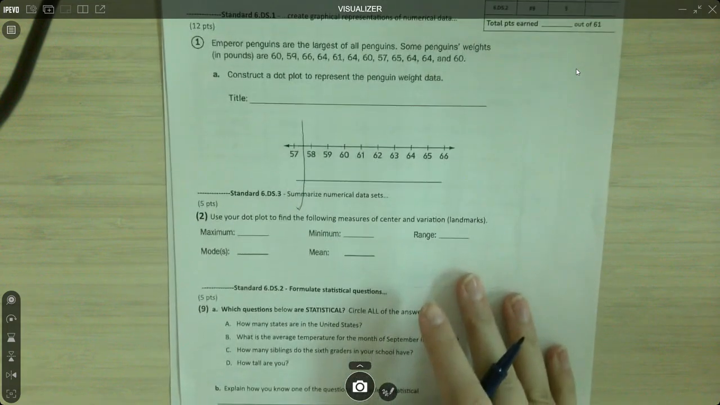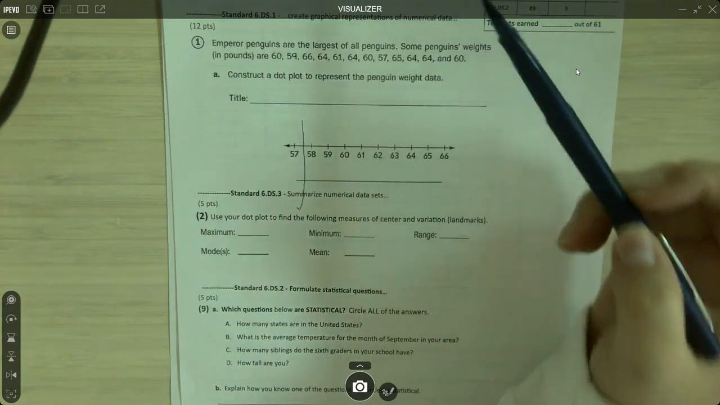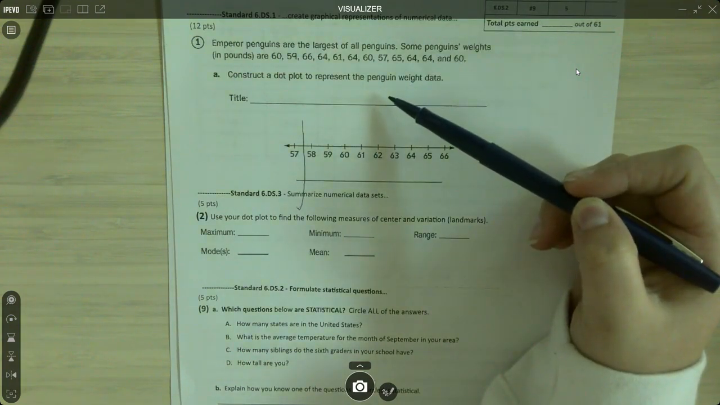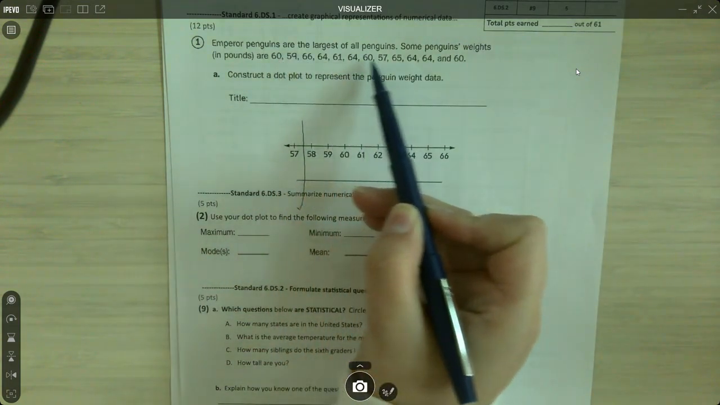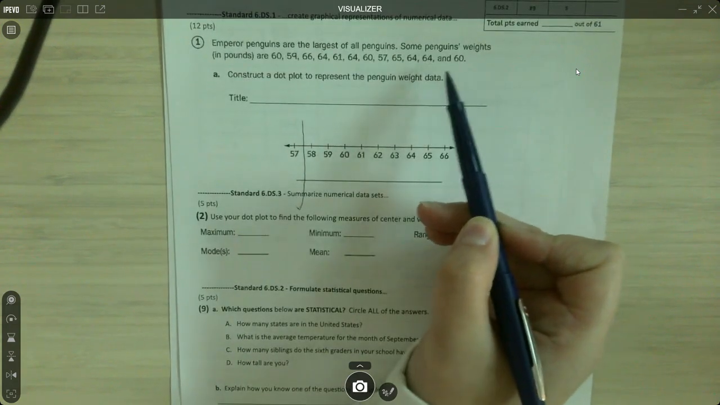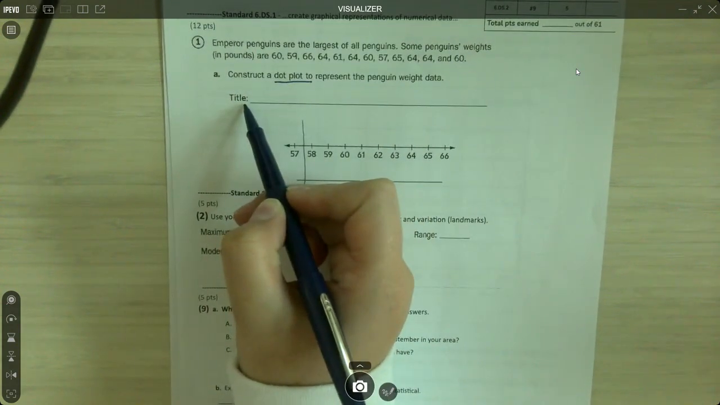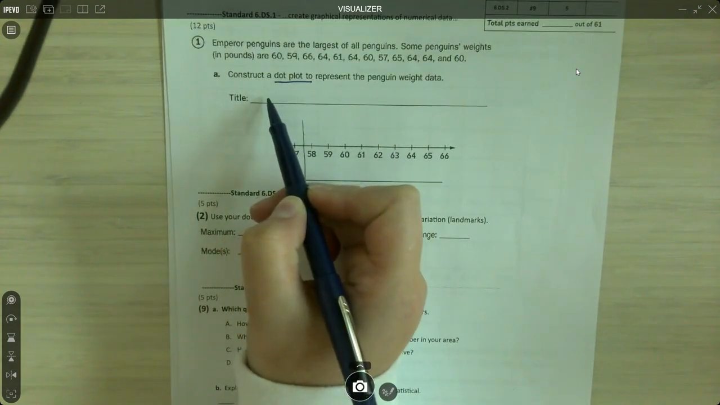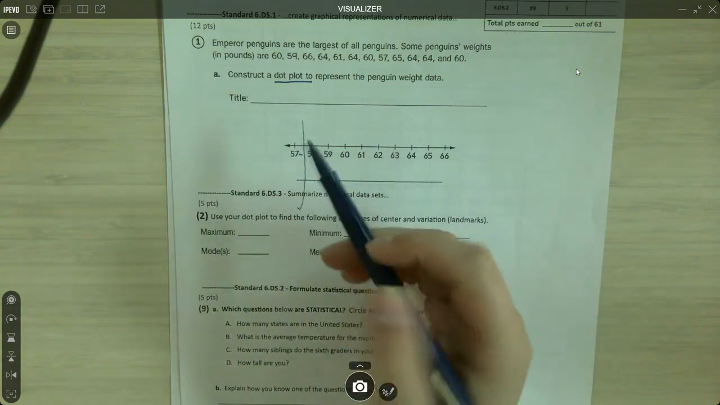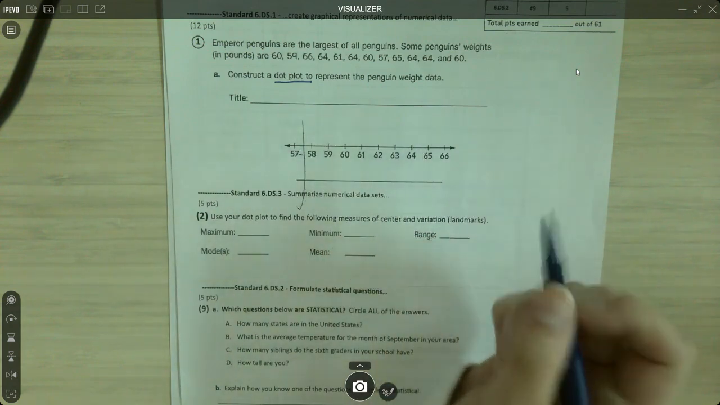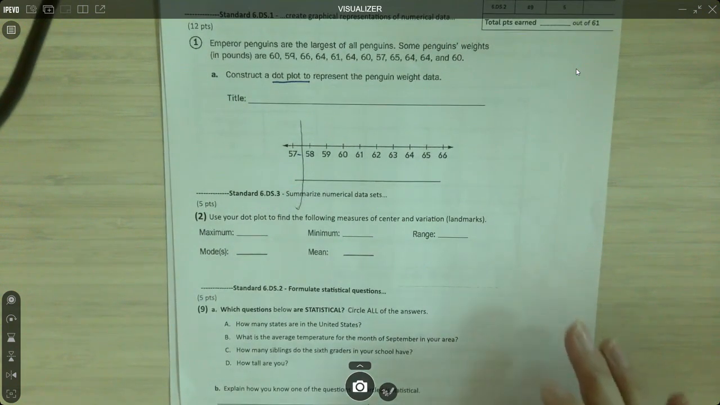So, if we look at question number 1, it wants us to create a dot plot to represent the penguin weight data, which all of our numbers that we're going to use are right here that they gave us. So again, you're going to create a dot plot, and the first thing you're going to do is give your dot plot a title. Then, using the number line that they have provided, you will simply place your dots above where they need to go. Go ahead and pause your video so you can create this dot plot.